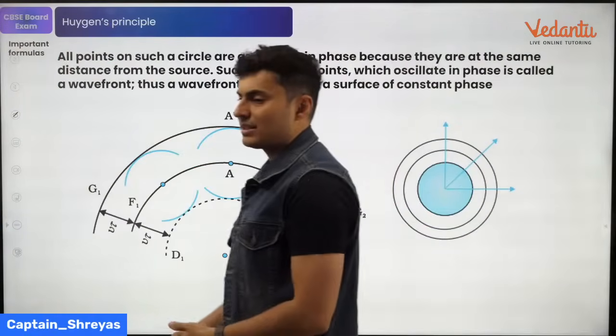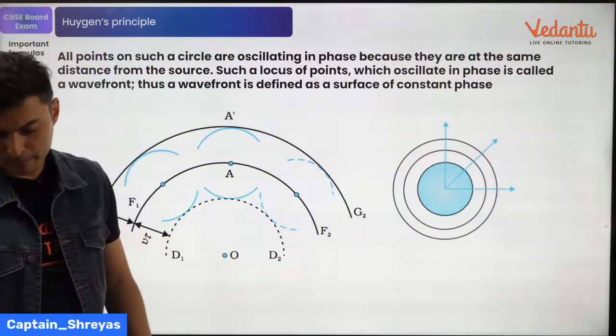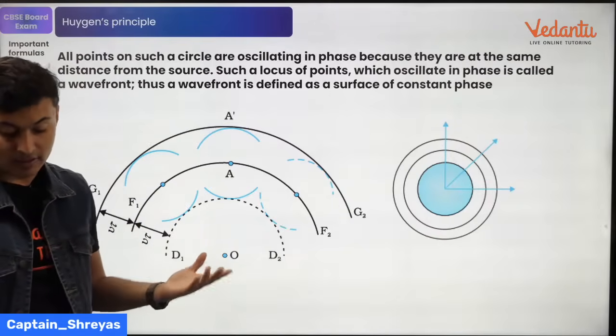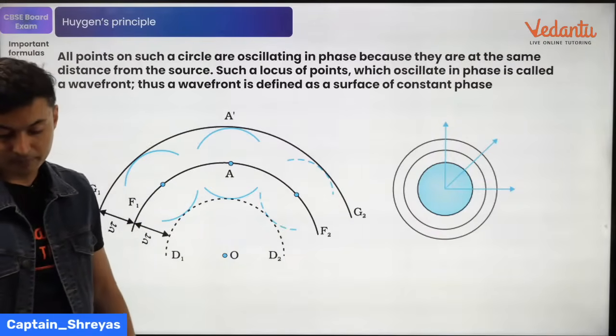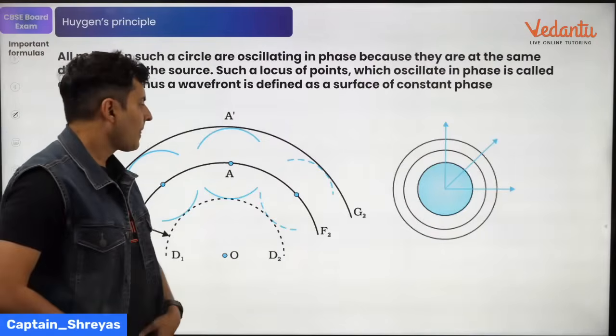Moving on to the next chapter, that's light waves. Coming on to light waves, guys. Let's move ahead. Yep. So can we expect problems from optical instruments? Yes, definitely. You can. Okay, cool. Moving on to the next one.